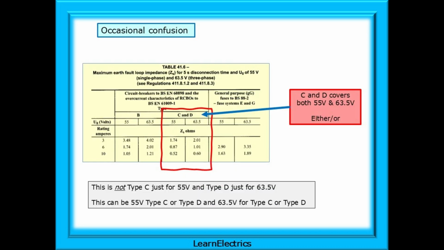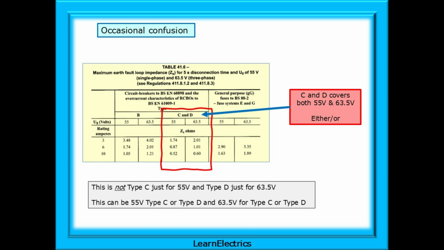If you don't use table 41.6 in your work, there may be some confusion in an exam, so don't fall into the trap. Look at the breaker types C and D. At first glance, it looks like type C is 55 volts and type D is 63.5 volts. Wrong. This is not type C just for 55 volts and type D just for 63.5 volts.